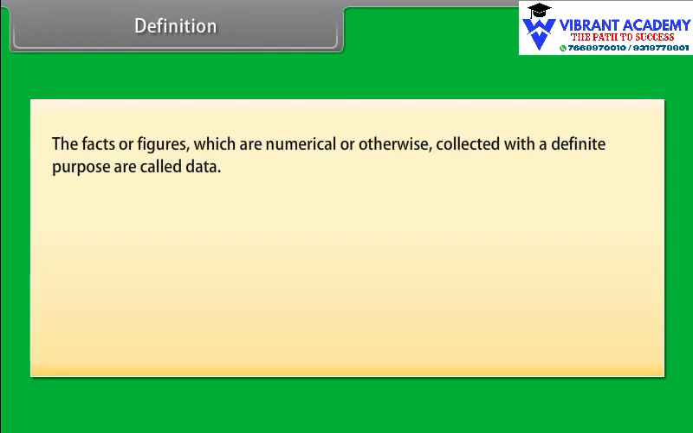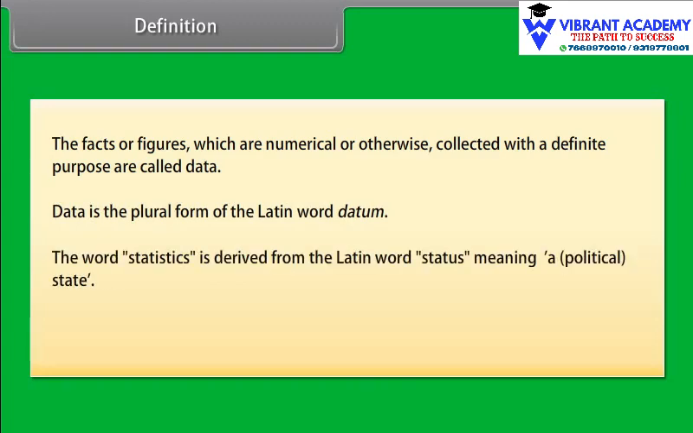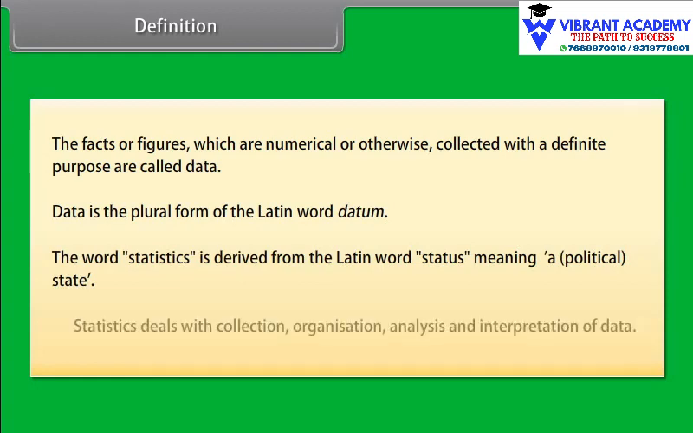Definition. We know that the facts or figures, which are numerical or otherwise collected with a definite purpose, are called data. Data is the plural form of the Latin word datum. The word statistics is derived from the Latin word status, meaning a political state. Statistics deals with collection, organization, analysis, and interpretation of data.